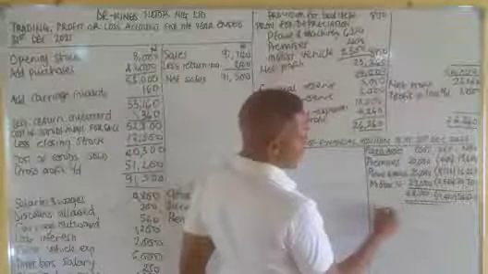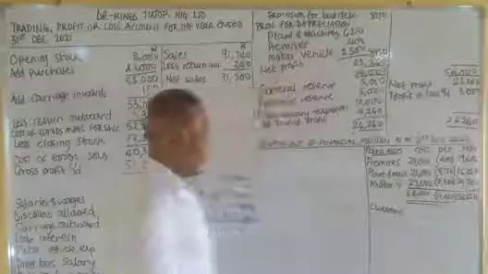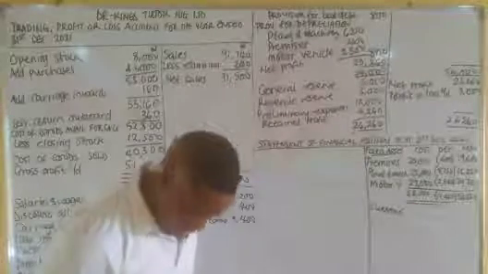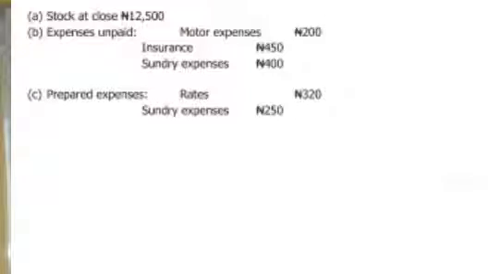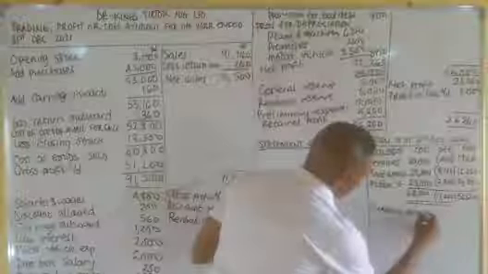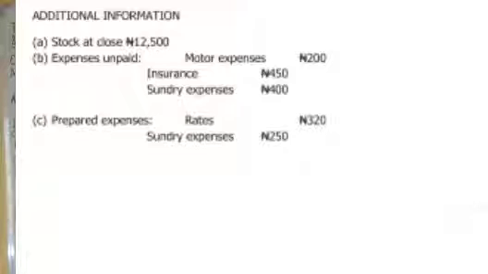Now let's see the current asset. There was no stock that was quoted. If not, it would have been included. So let's see the current asset. At the current asset, the first one is the stock. That's the one at the closing stock. So we have stock of how much?